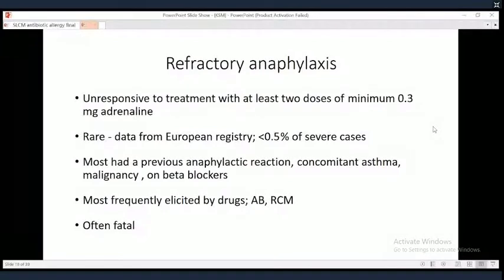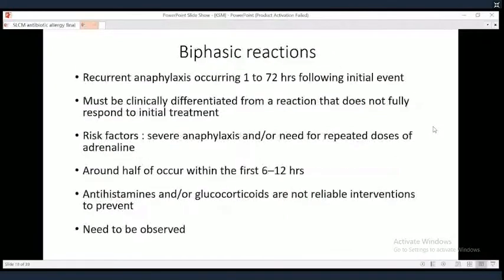So I would not go into the management of anaphylaxis, but I would just like to briefly talk about two particular kinds of anaphylaxis. I think management of anaphylaxis will be done later. So refractory anaphylaxis, this means anaphylaxis unresponsive to treatment with at least 2 doses of minimum 0.3 milligram adrenaline, that is to an adult patient. This is quite a rare occurrence and occurs in less than 0.5% of severe cases. Most of the patients who end up with refractory anaphylaxis had previous anaphylactic reactions, concomitant asthma, malignancy, or they had been on beta blockers. They occur most frequently with antibiotics or radio contrast. This refractory anaphylaxis is often fatal, although it's very rare.